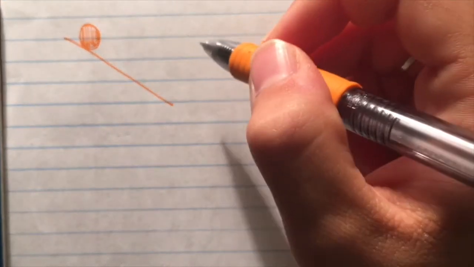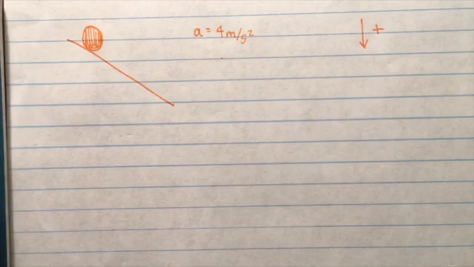2. Label your knowns. So now we got to label what do we know? What does the problem give us? So it says that the ball has a constant acceleration of 4 meters per second squared. And even though the ball is accelerating down the hill, or speeding up down the hill, it's a positive acceleration because remember we called downwards positive.